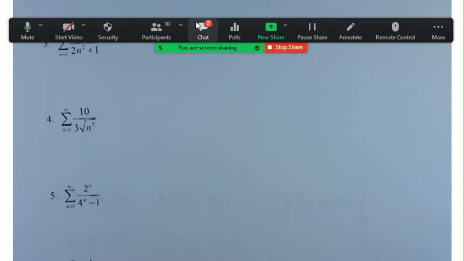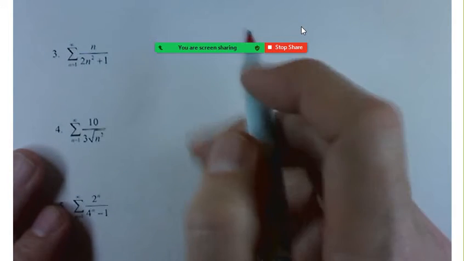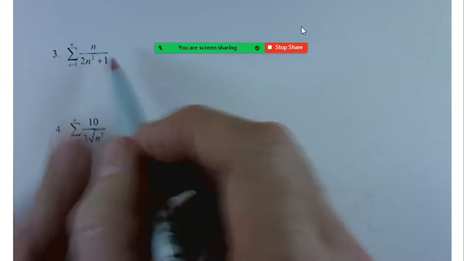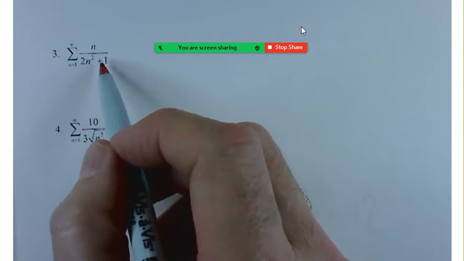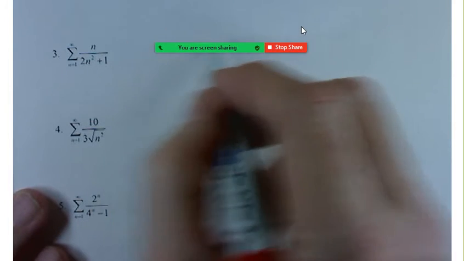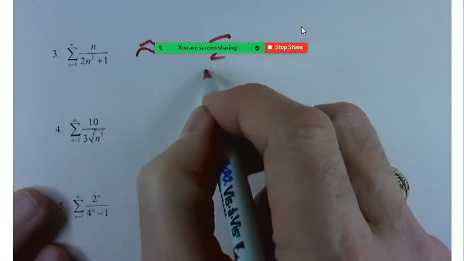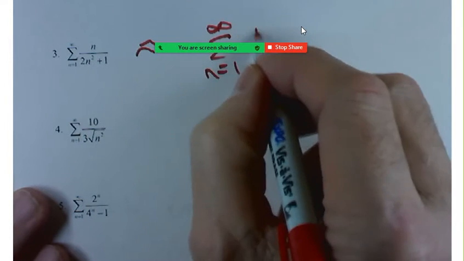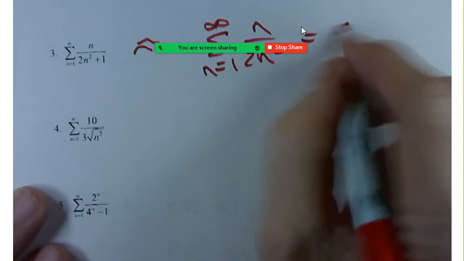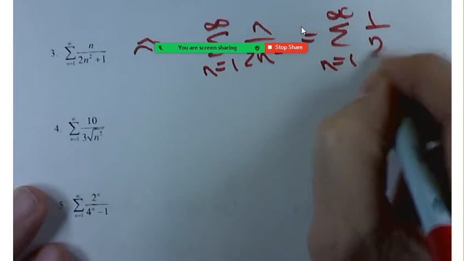Let's move over to the back side of this. Now, I habitually say, look at this and think about this without the constant term. When n is very large, this is approximately the sum from n equals 1 to infinity of n over 2n squared. And guess what? This now simplifies. It's a sum from n equals 1 to infinity of 1 over 2n.